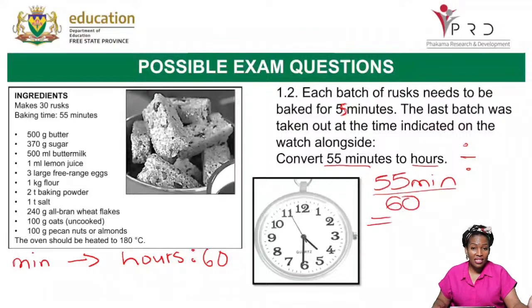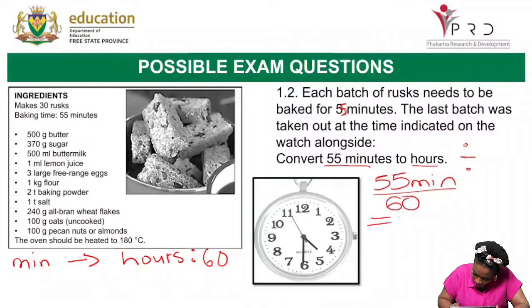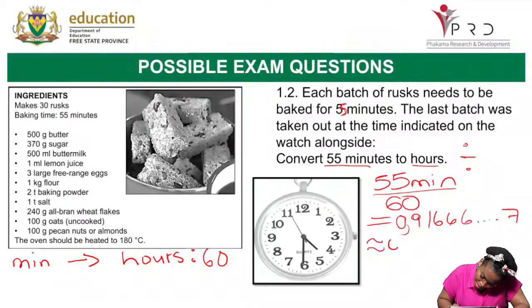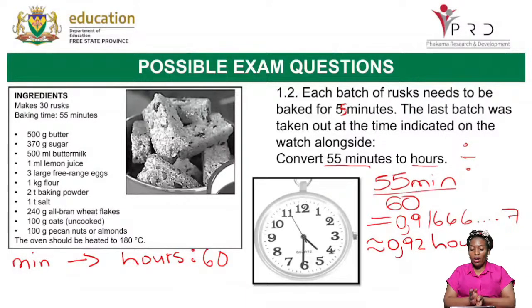I cannot guess the answer. I'm going to take out my calculator. I'm expecting you to do the same. You'll say 55, divide that by 60. The answer that I'm getting there is 0.91666, a lot of 6. So let's round it off to 2 decimal places, 0.92 hours, because there was no instruction whether we should round it to the nearest whole number or not. But that is your number of hours if you are converting 55 minutes.